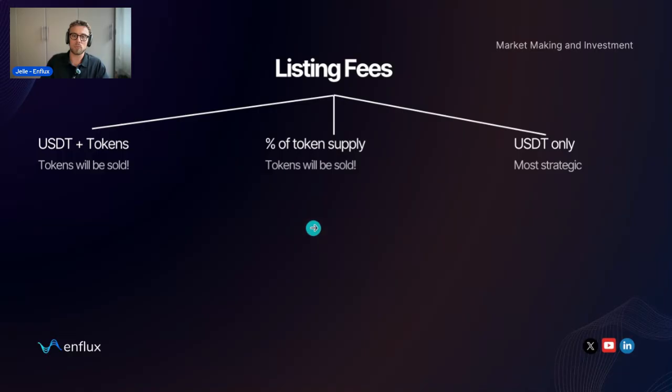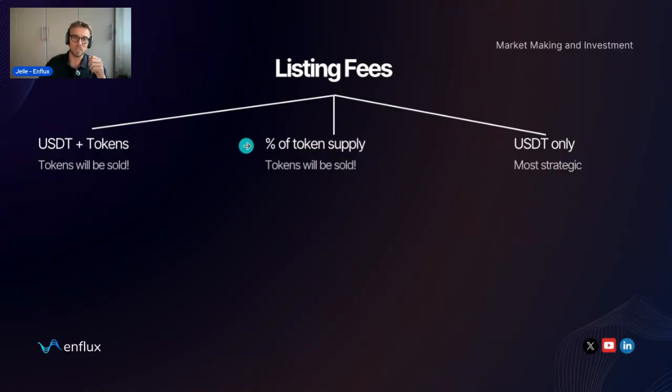When it comes to listing fees, we've seen three things. We've seen USDT only. You just pay 60K, 100K, 200K USDT, and that's it. We've seen USDT plus tokens, typically the MEXC model, 30K USDT, 30K worth of tokens. One thing to keep in mind is that the tokens will be sold. Either this goes through airdrops to the users on the platform that will sell it, or, to be fair, I think that the exchanges might sometimes just take it themselves and start liquidating that.